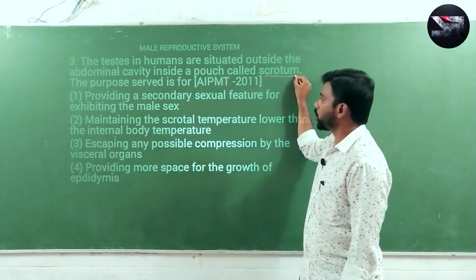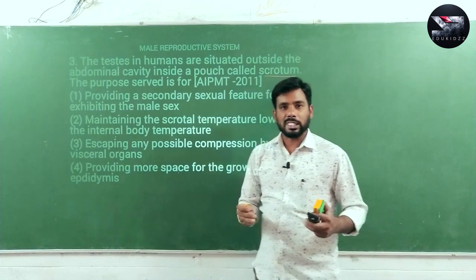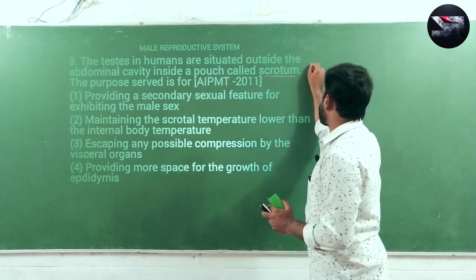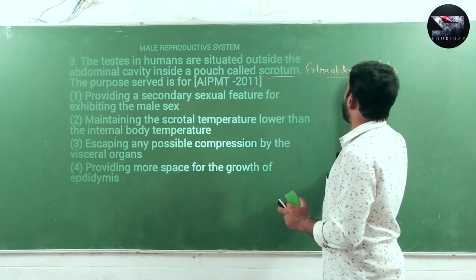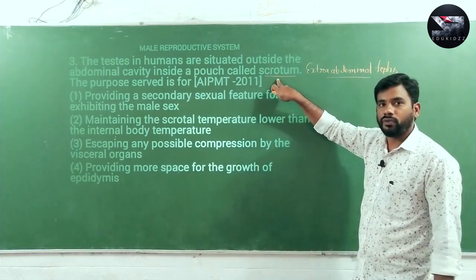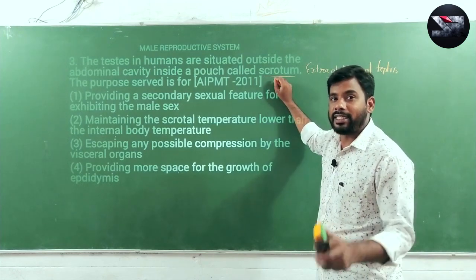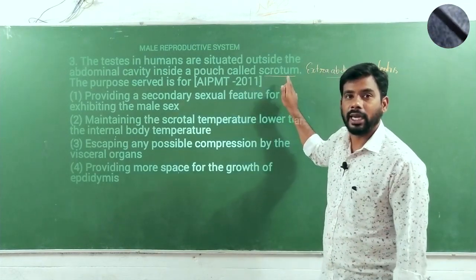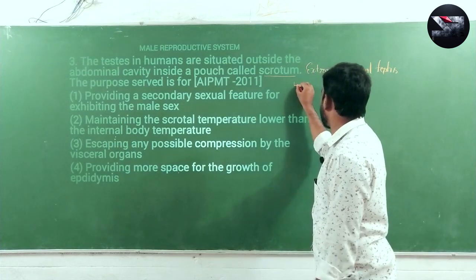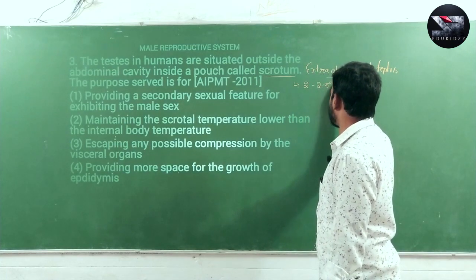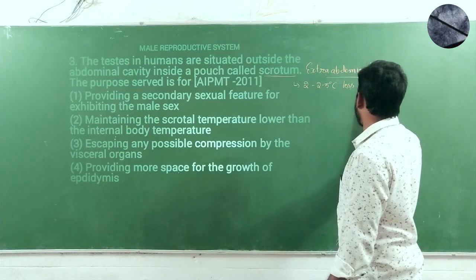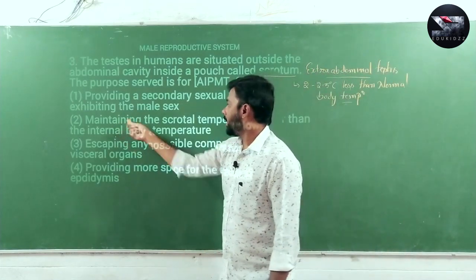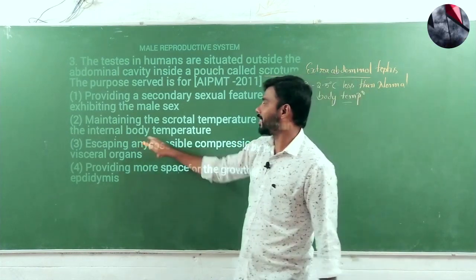inside a pouch called the scrotum. What is the purpose served, why are the testes present outside the abdomen inside the scrotum, that means the presence of extra abdominal testes? So this question is related to the function of the scrotum. We have already studied in the previous lectures, the scrotum is mainly helpful to maintain the temperature of the testes around 2 to 2.5 degrees Celsius less than normal body temperature. So you can directly tell the answer is maintaining the scrotal temperature lower than the internal body temperature.